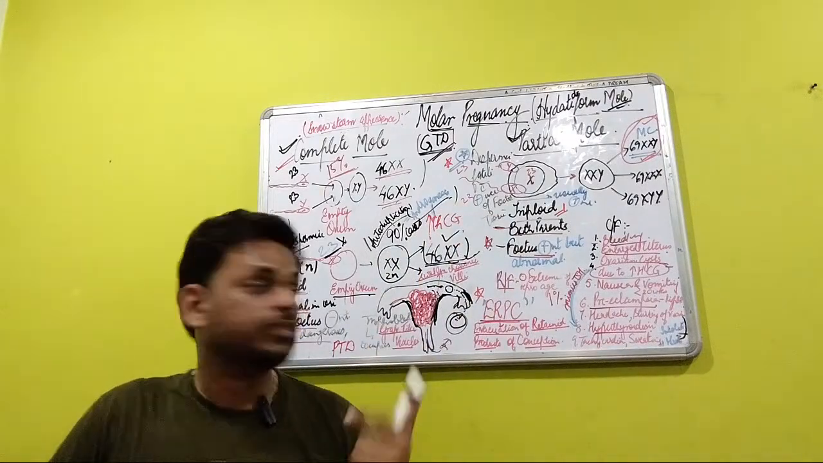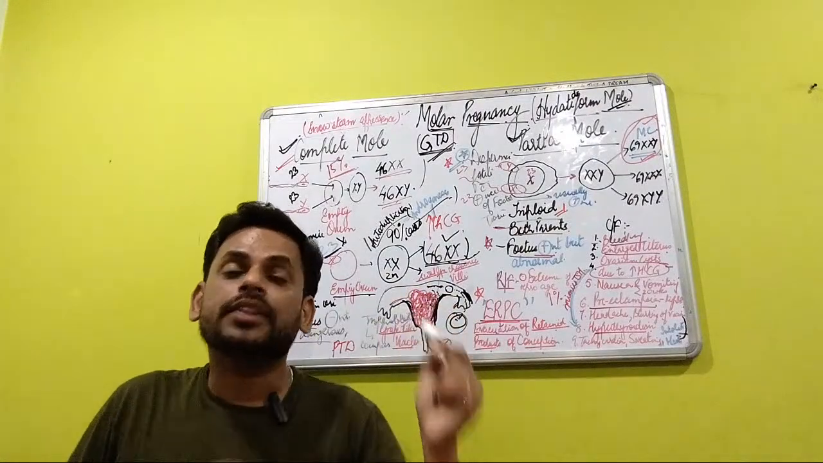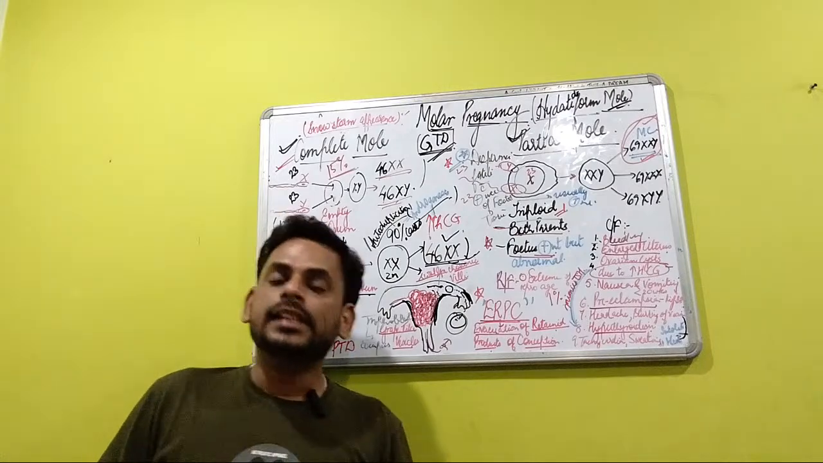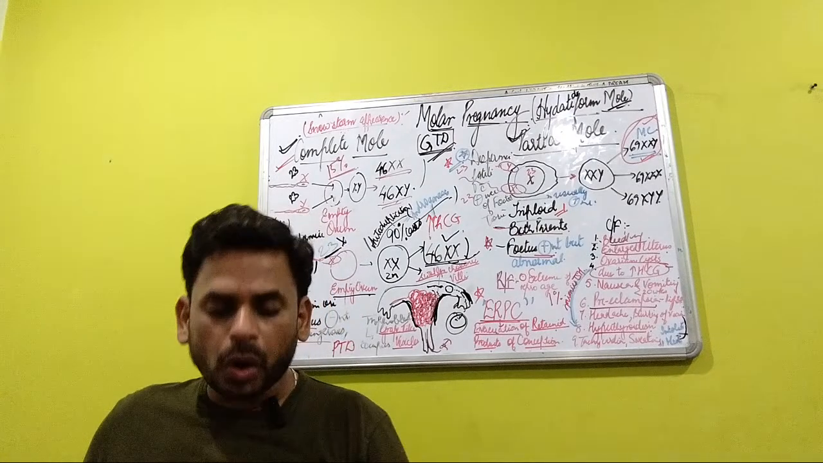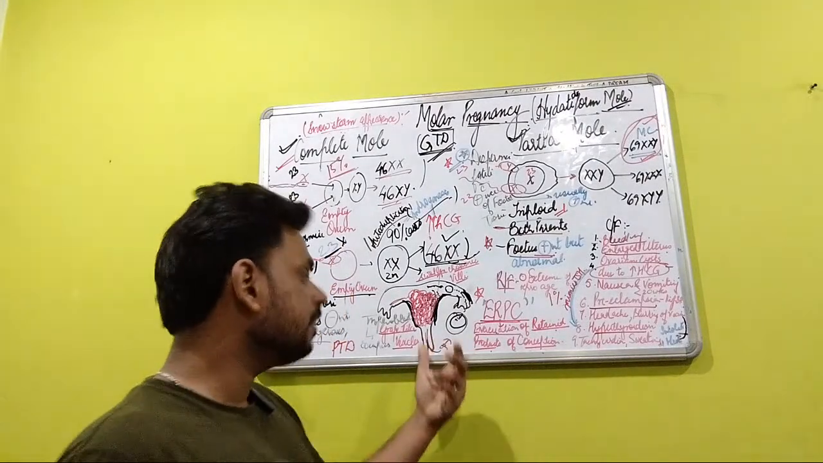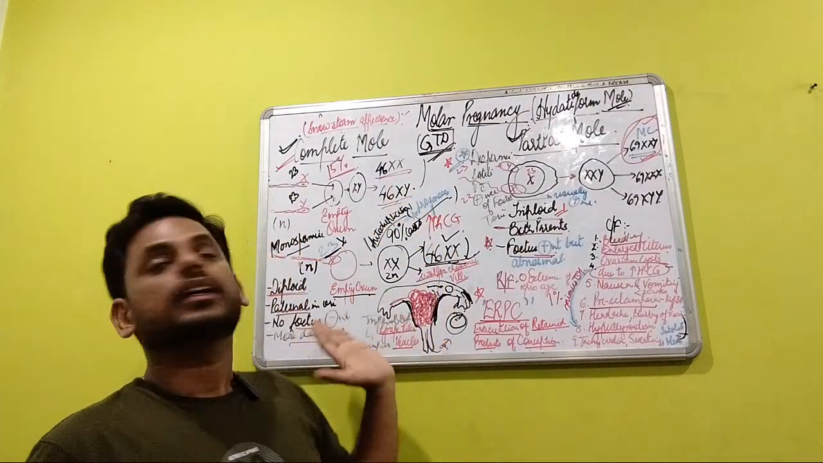Apart from this, they can complain of passage of grape-like structures through the vagina, and lastly, they can complain of pelvic pain or persistent pelvic pressure pain. So this was about the complete mole.